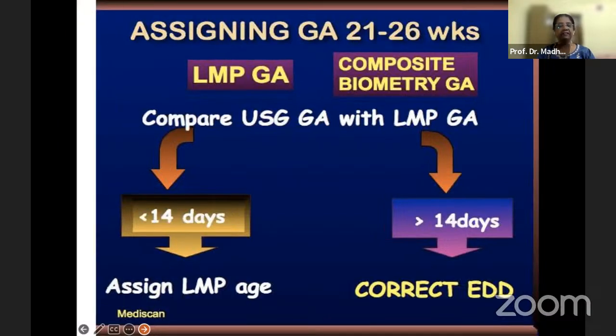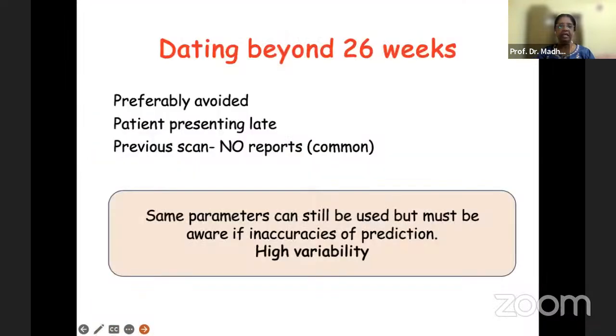What about 21 to 26 weeks? Even here, we can give importance to the ultrasound. But if it's less than 14 days, you go ahead with the LMP EDD as the dates. But if more than 14 days, we make a suitable correction. But beyond 26 weeks, we must preferably avoid dating a pregnancy.